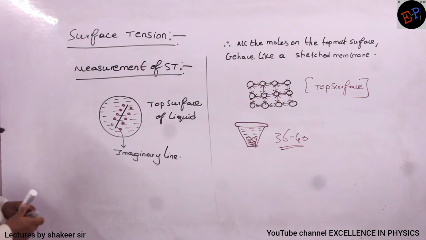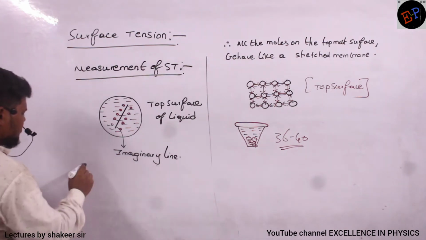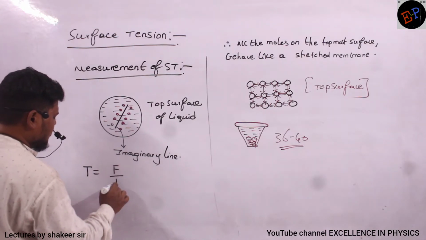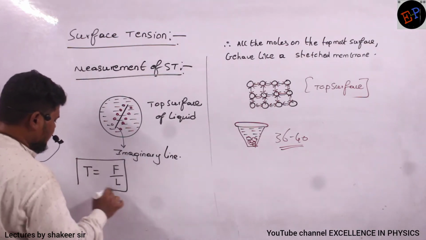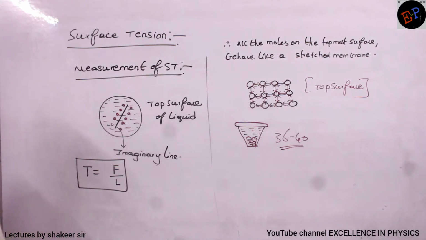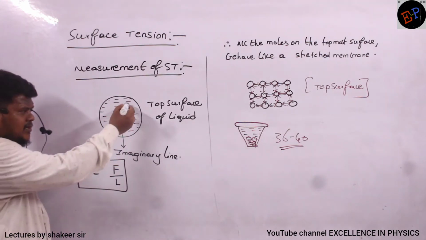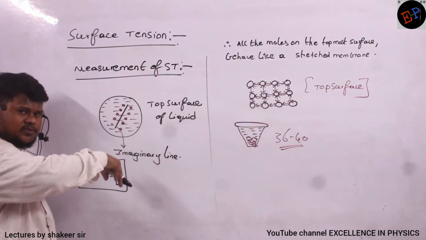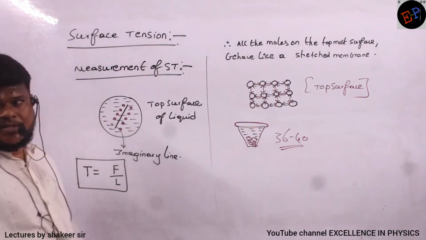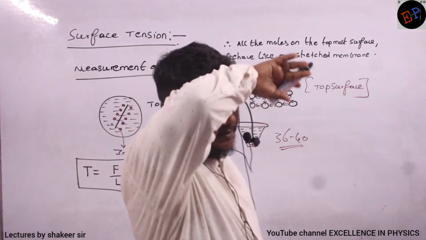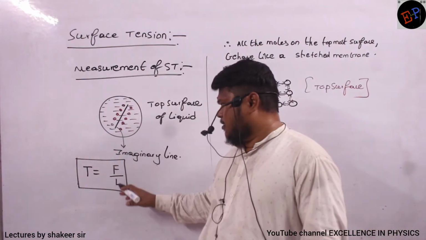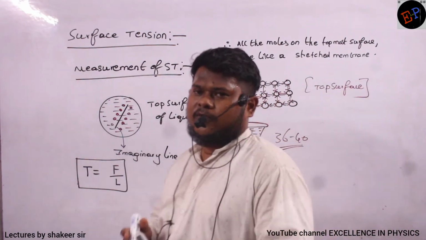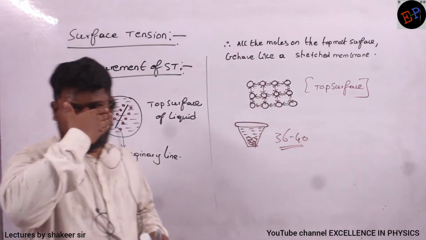So how can I define surface tension? Surface tension is nothing but the total force experienced by water molecules per unit length of the imaginary line. If I draw any imaginary line, the molecules on one side are experiencing some force because of the molecules present on the other side of the imaginary line. That force divided by the length of the imaginary line is called surface tension. This is how we measure the surface tension of any liquid. Are you able to understand?